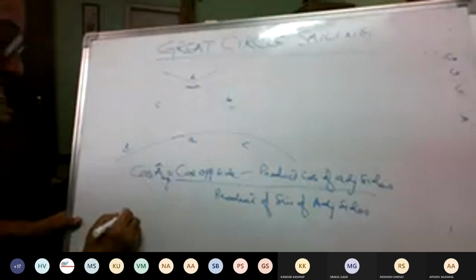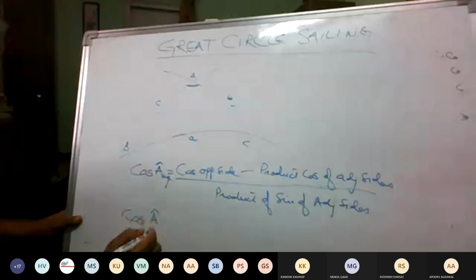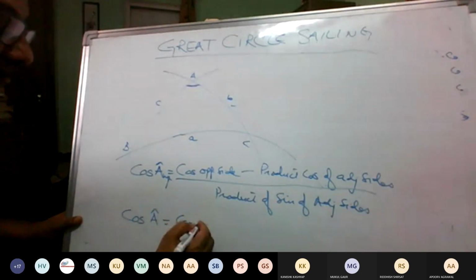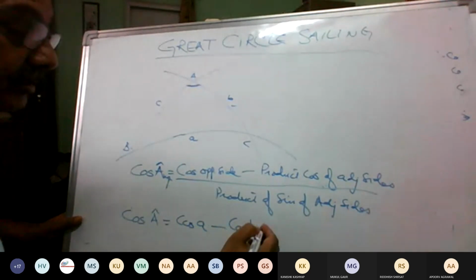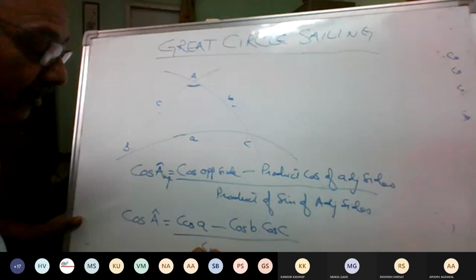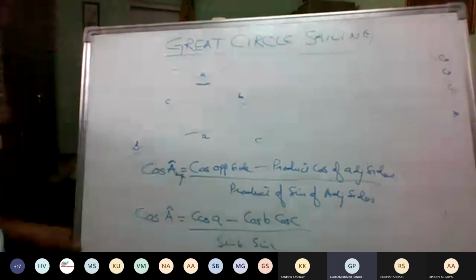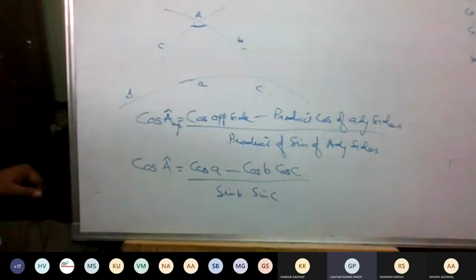Okay, suppose we want to know cos of angle A. It is equal to cos of small a minus cos of B into cos of C, divided by sine of B sine of C. Sir, it is not visible at the bottom. Is it visible now? Yes sir.